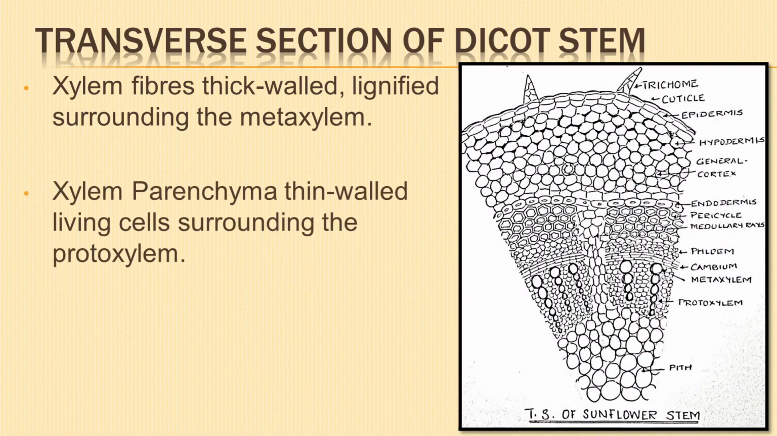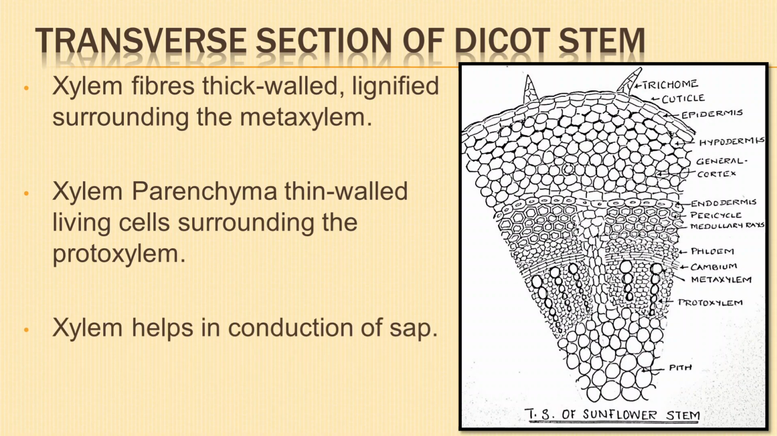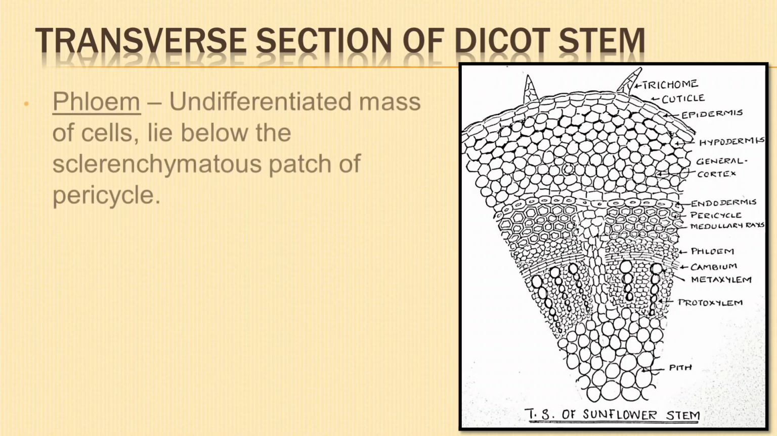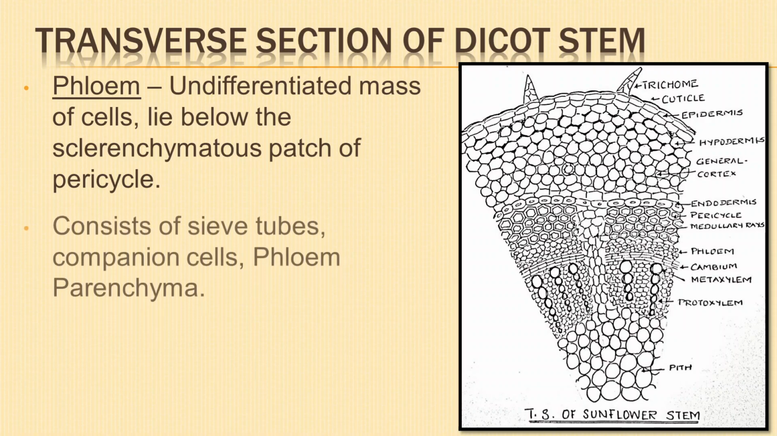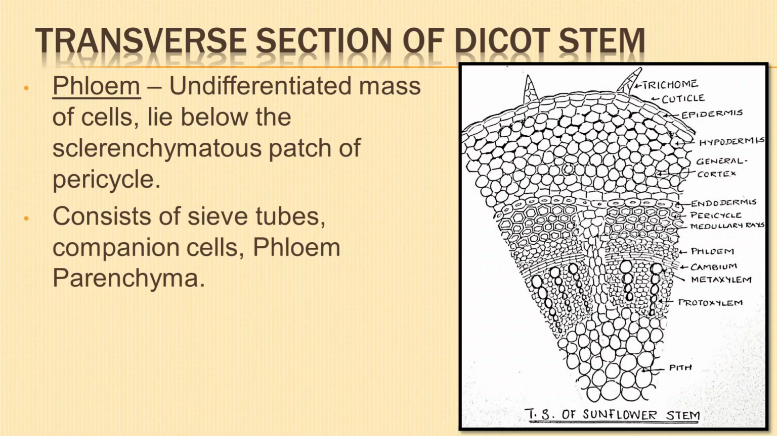Xylem parenchyma are thin-walled living cells surrounding the protoxylem. The function of xylem is conduction of sap. Phloem. The phloem is present below the sclerenchymatous patch of the pericycle and occurs in the form of undifferentiated mass. The phloem consists of sieve tubes, companion cells, and phloem parenchyma.